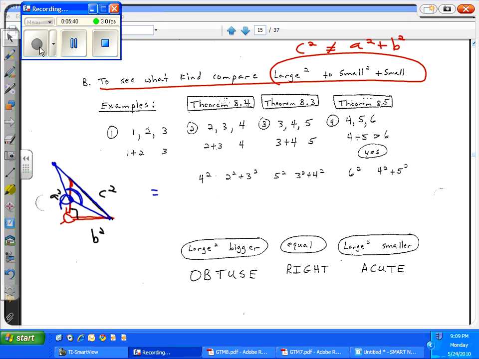So if c squared is bigger than it's supposed to be, then that right angle is bigger than it's supposed to be, which means it's not really a right angle, it's an obtuse angle. Or if the c squared comes out smaller, it means that it wasn't opened up as wide. And so then this angle, rather than being a right angle, would be an acute angle.